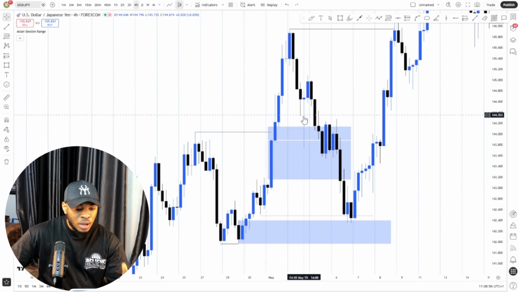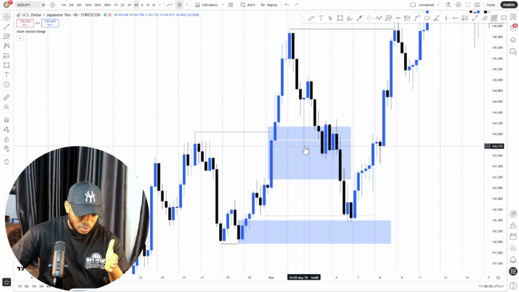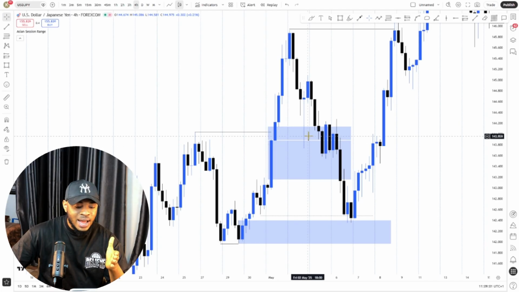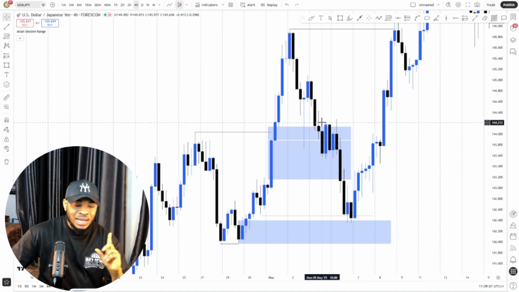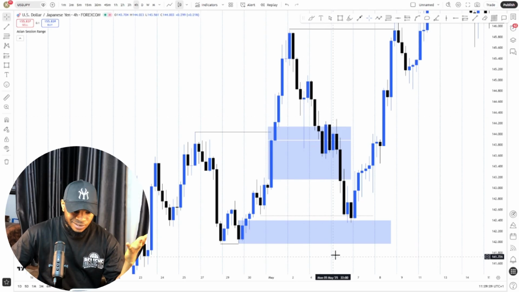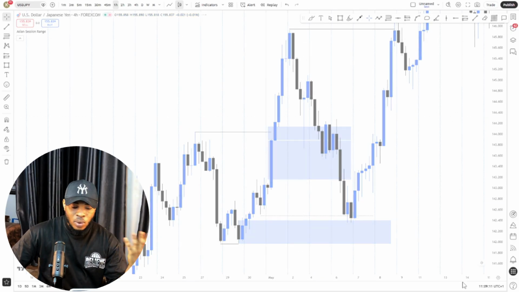So what happens is that I'm not immediately buying when price gets here. Okay, what I'm doing is that I am going to pay attention to what price is doing on the hourly time frame during my session. That tells me if price is going to buy from this level or not. So I'm going to drop to my 1 hour time frame.